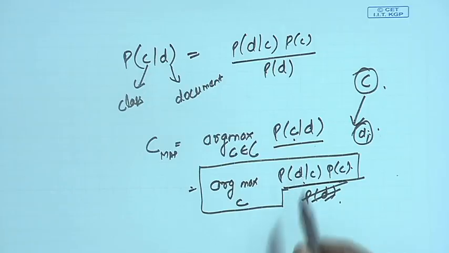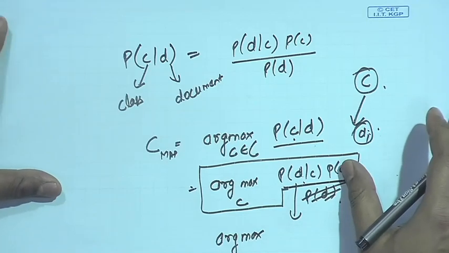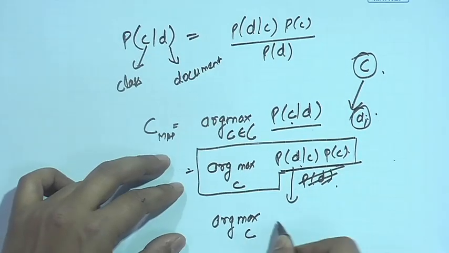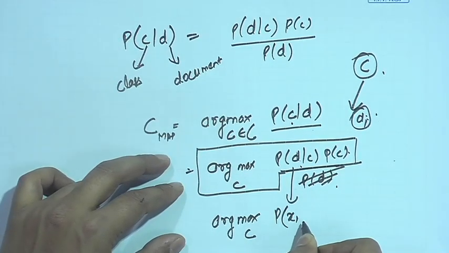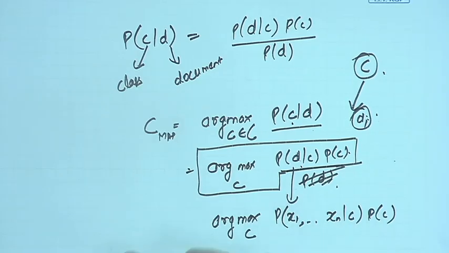For that you have to see what your document is. Your document is nothing but a bag of words here. Suppose the document contains some words x1 to xn. Then you can convert D to x1 to xn and write this as argmax over C of probability x1 to xn given C, times probability C.